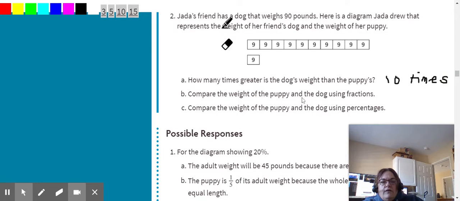And then compare the weight of the puppy using fractions. So again, it's split into 10 parts. So it could be 9 out of 90. The puppy's weight is 9 out of 90, which is also equal to 1/10. If you divide those by 9, you would get 1/10.